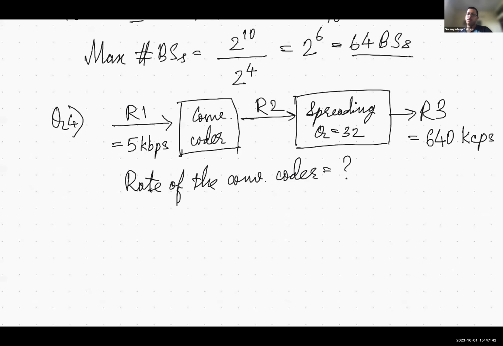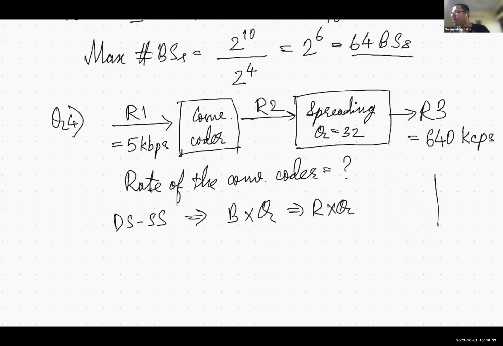Let us figure out what we know first. We know R3, we know Q. Can we get R2? We can, right? Because if you remember, in DSSS, in the spread spectrum scheme, the bandwidth is multiplied by Q. Bandwidth is the same as the rate, so the rate is also multiplied by Q. If you remember, the amplitude becomes 1 by Q square, and the bandwidth spreads out by a factor of Q.